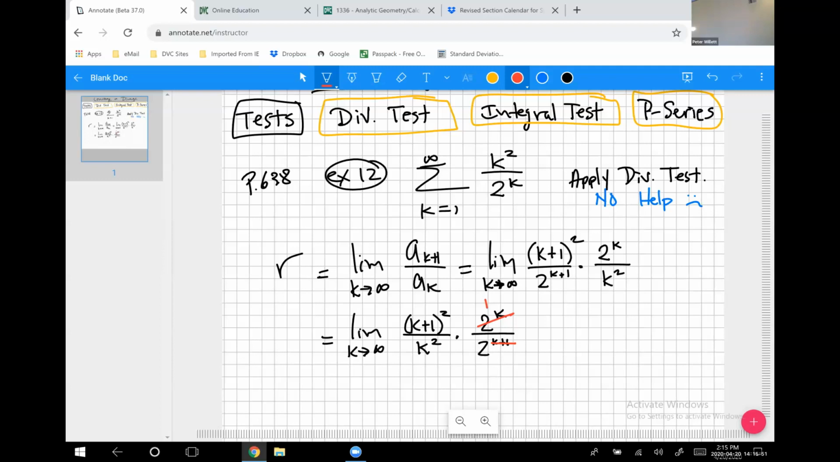Now, this left part over here, I'm going to recognize that I can write this as (k+1) over k, all squared. And a limit of a product is the product of the limits. The one on the right is just a 1/2. And the limit of (k+1) over k as k goes to infinity is 1. So this just becomes 1 times 1/2, which is 1/2. Pause and see if there are questions about the evaluation of that limit for the ratio test.